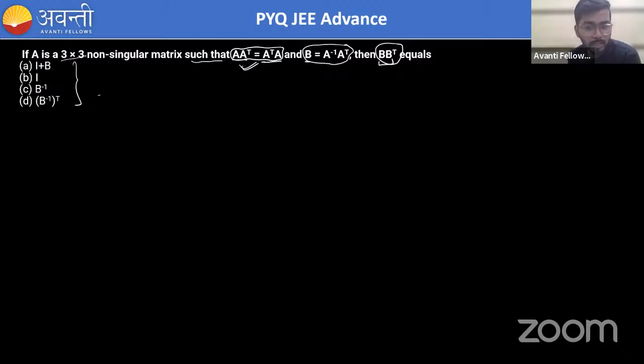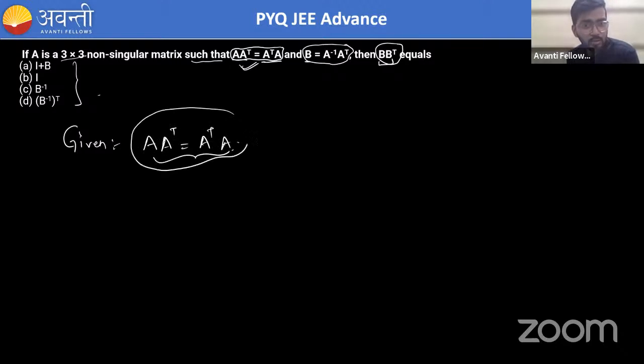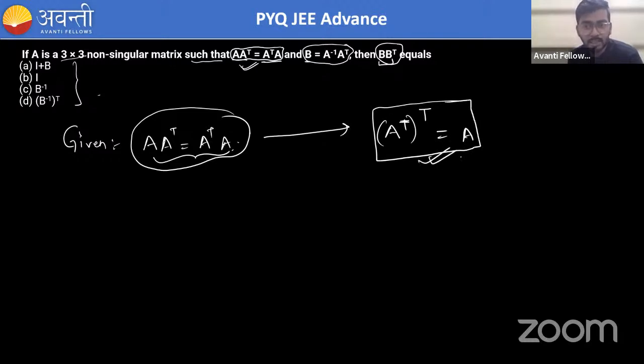Okay. Now let's try to solve the question. First of all, what has been given to us? The given thing is that AA transpose is equal to A transpose A. To solve this question, there is one property that we have studied during our preparation: the transpose of a transpose gives us the same matrix. Do you remember this property? If not, then please remember it. This will help us solve this question.